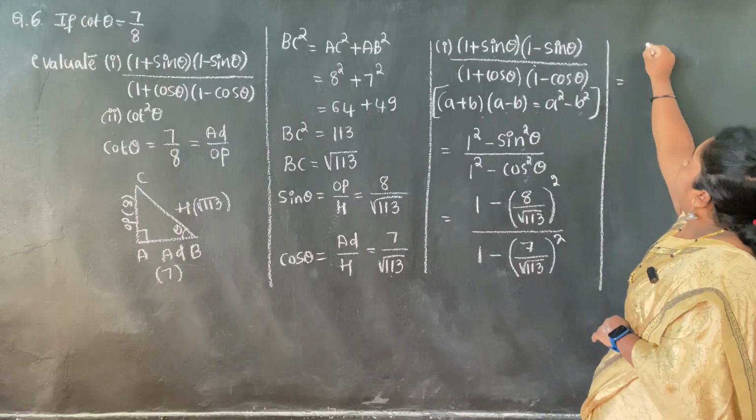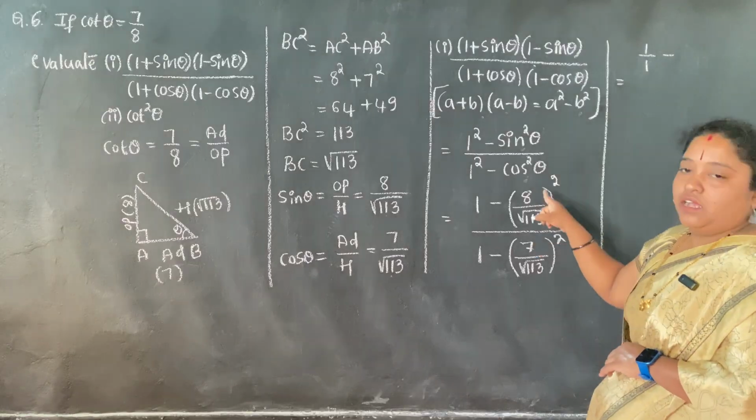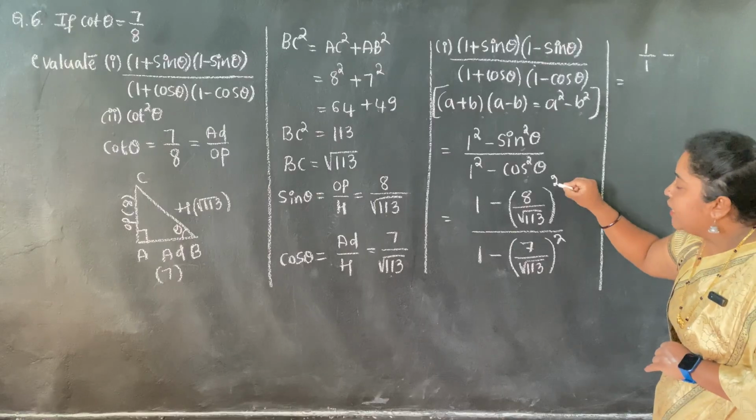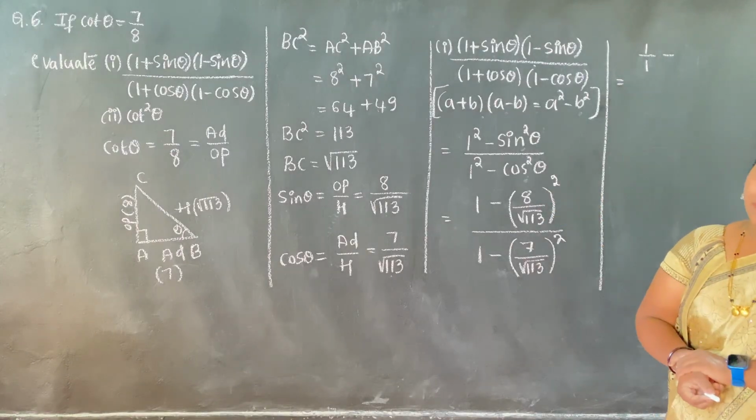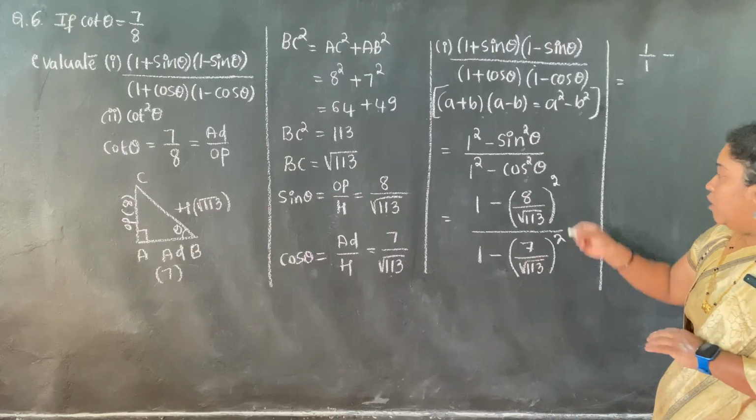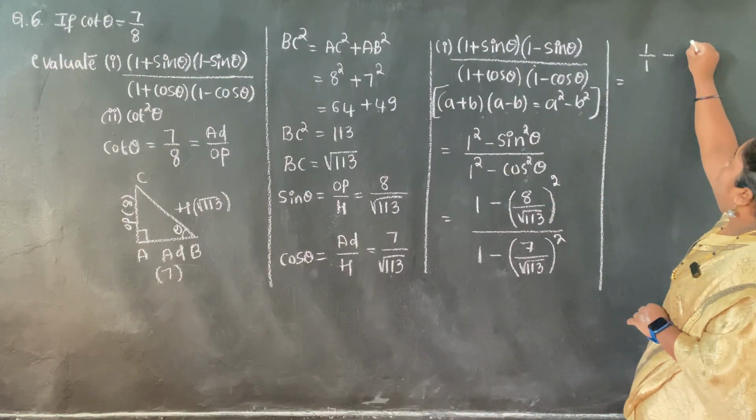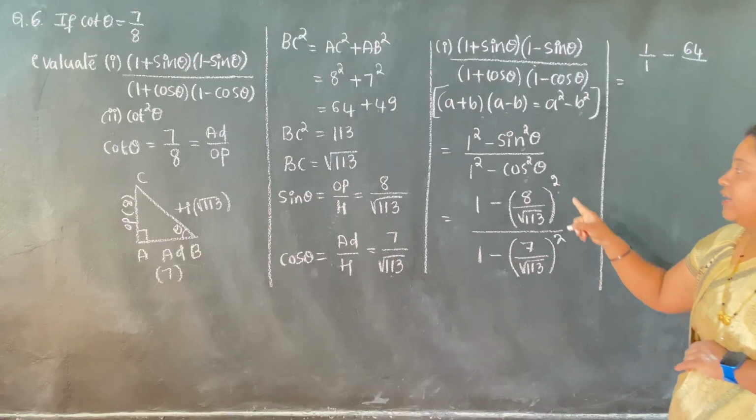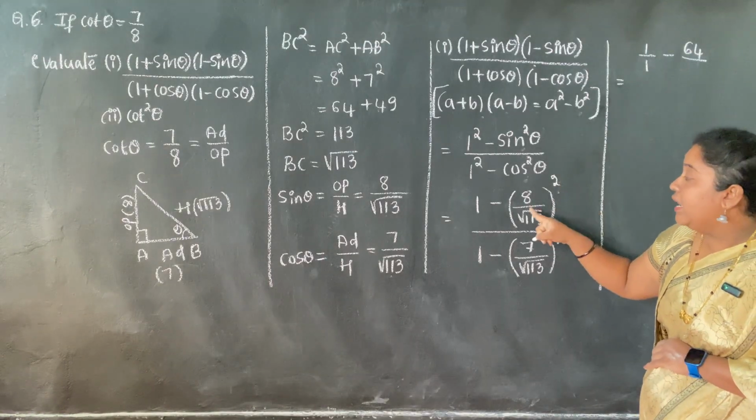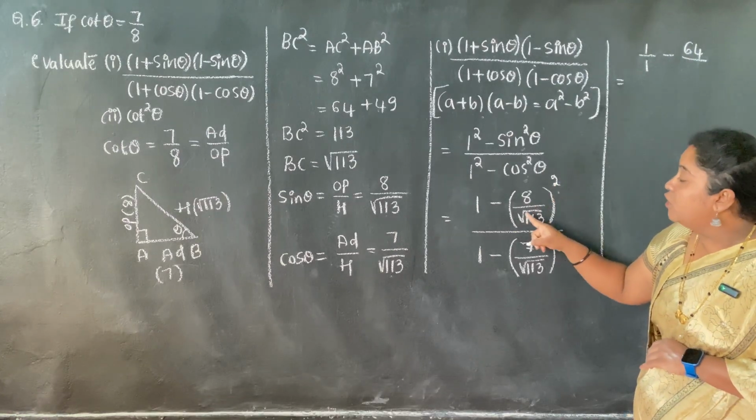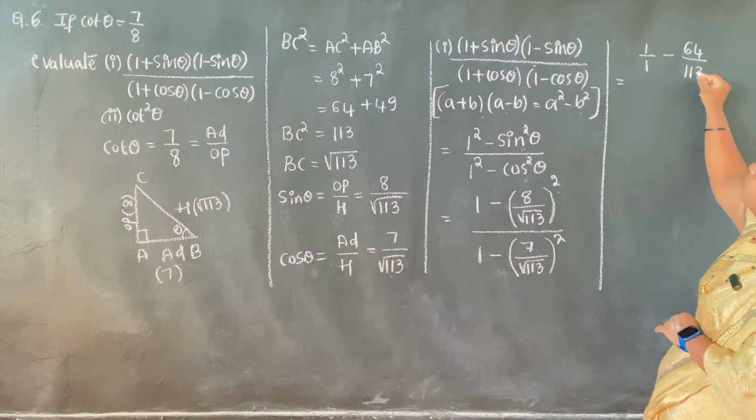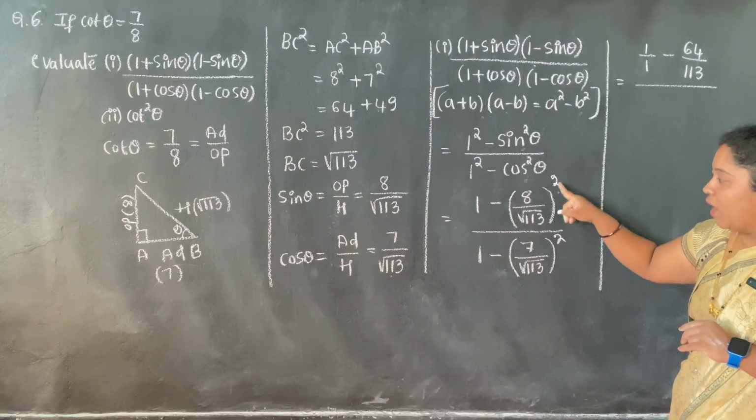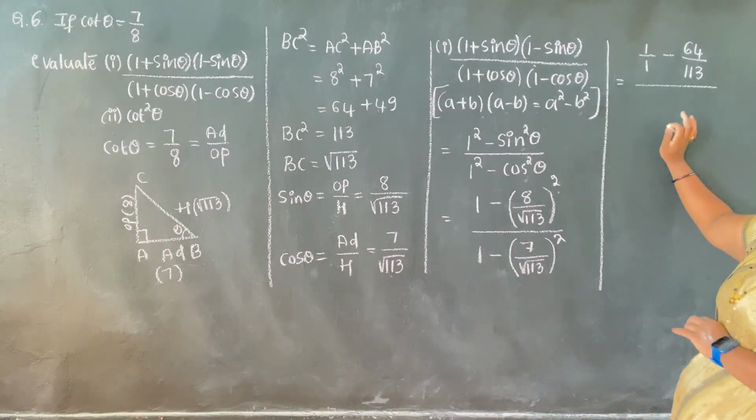See, 1 square will be 1. I'll be writing it 1 by 1 because the fraction formation is there now, so it will become easy for me to simplify. This square is applied to both numerator and denominator, don't forget about it. 8 square is how much? 64. Root 113 the square, if I want to calculate, square and root will get cancelled. Then what I'll be having in the denominator part? Just 113. Square and root will get cancelled, I'm left with only 113.